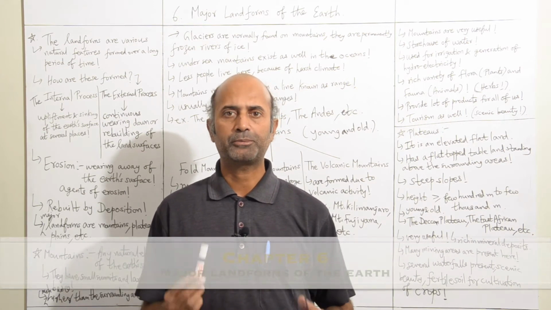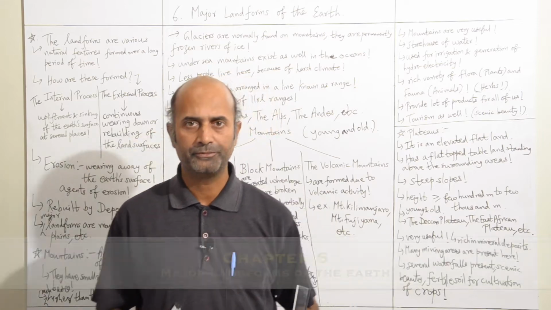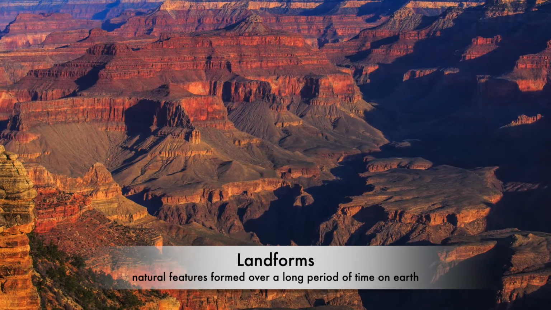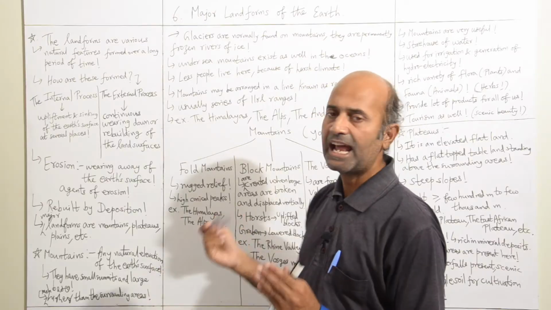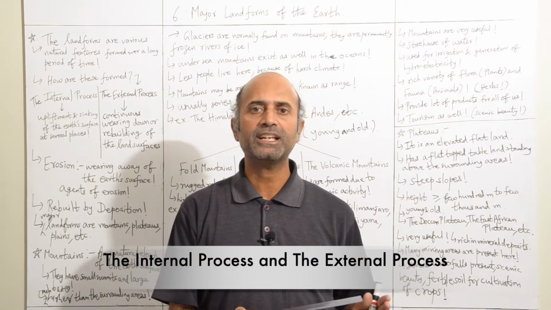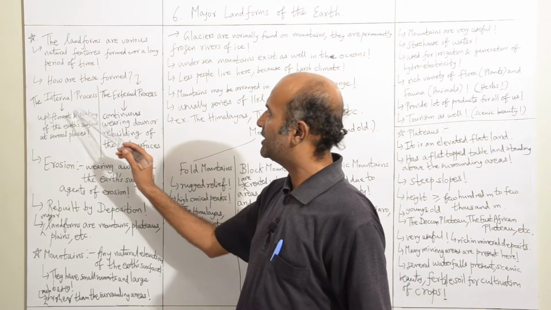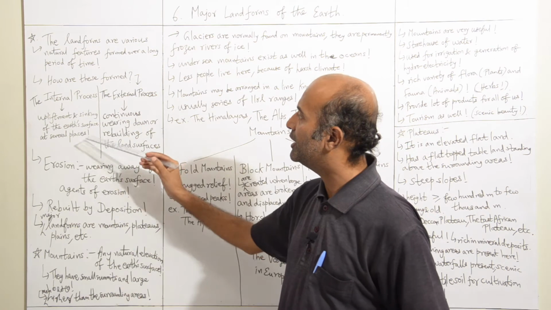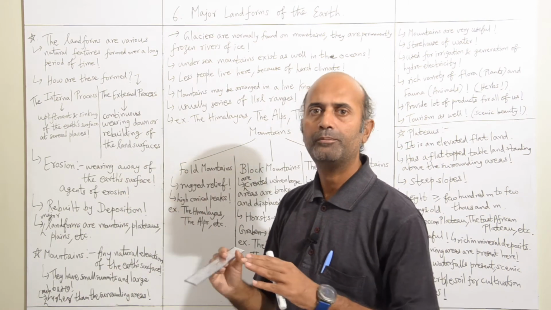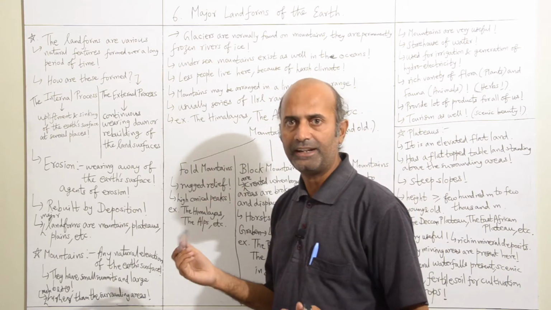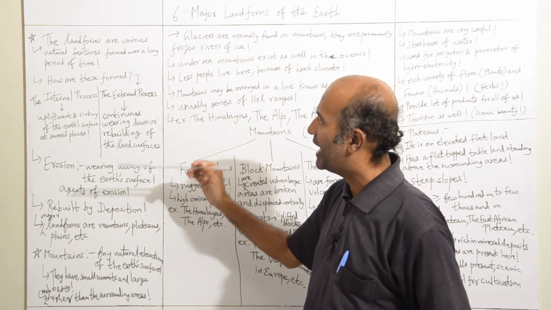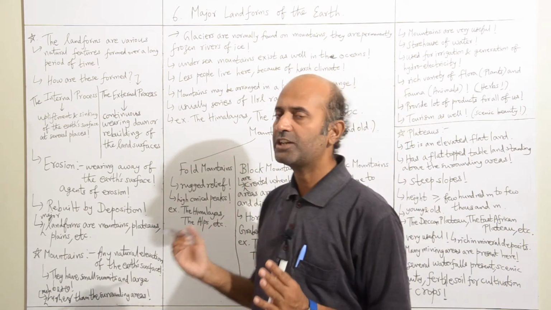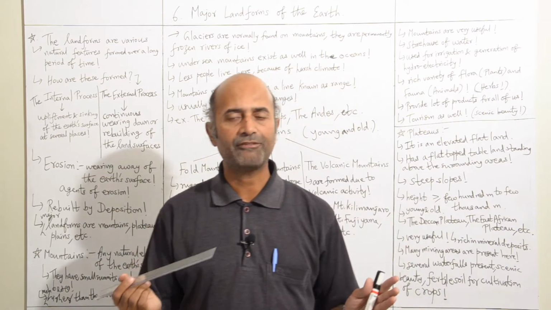Now we'll be discussing chapter 6, Major Landforms of the Earth. The landforms are defined as the various natural features formed over a long period of time on Earth. These landforms are formed by the internal process and the external process. The internal process is defined as the upliftment and sinking of the Earth's surface at several places. The external process can be defined as the continuous wearing down or rebuilding of the land surfaces. So these are the two main processes by which the landforms are formed.